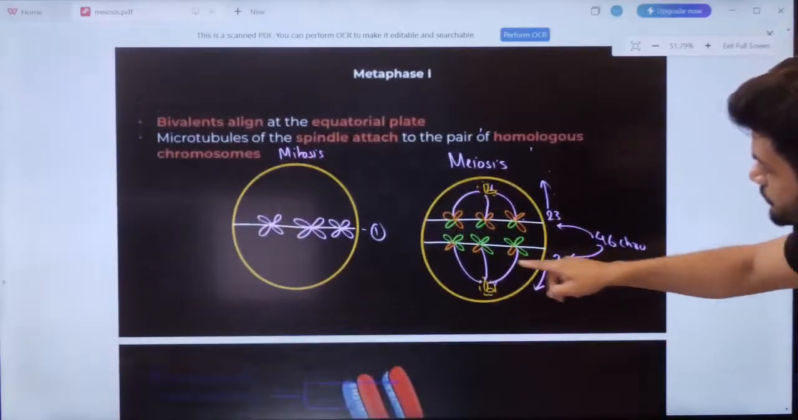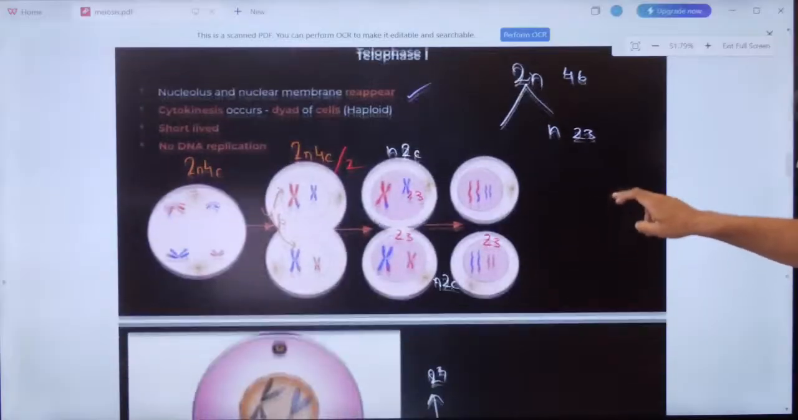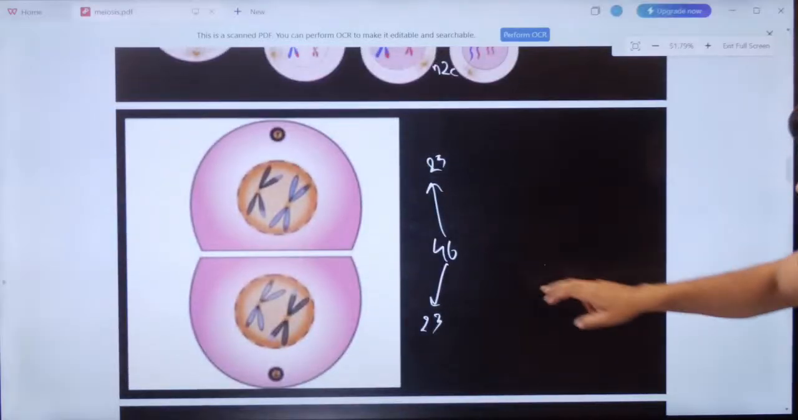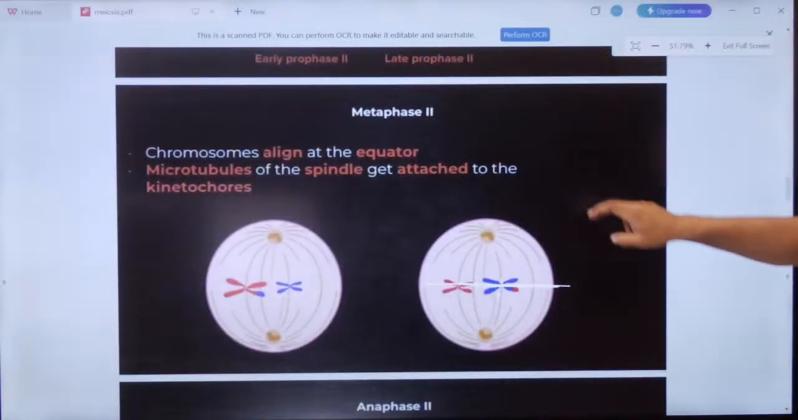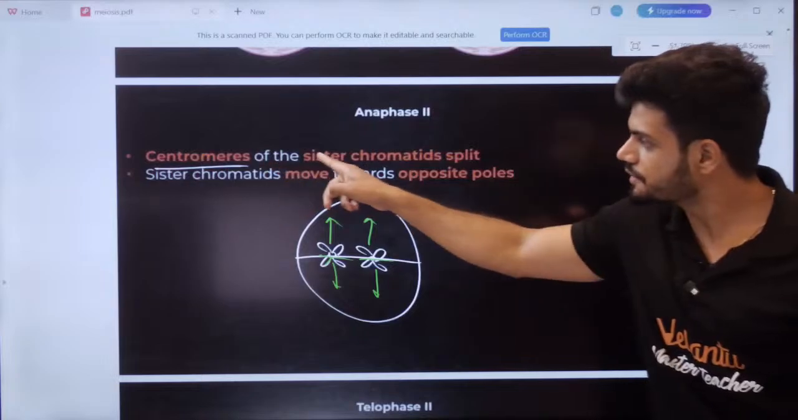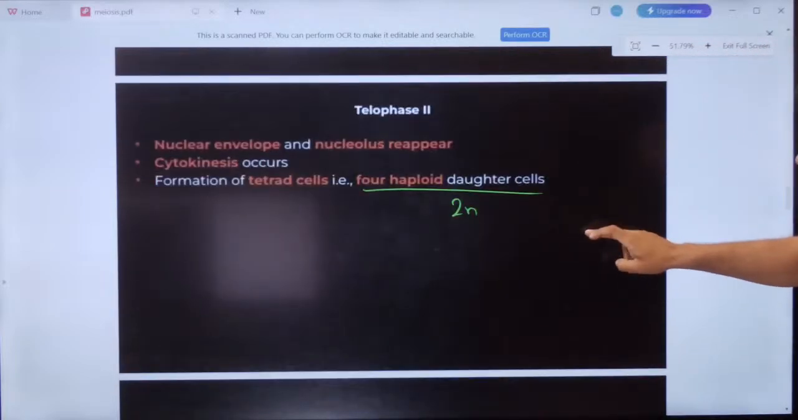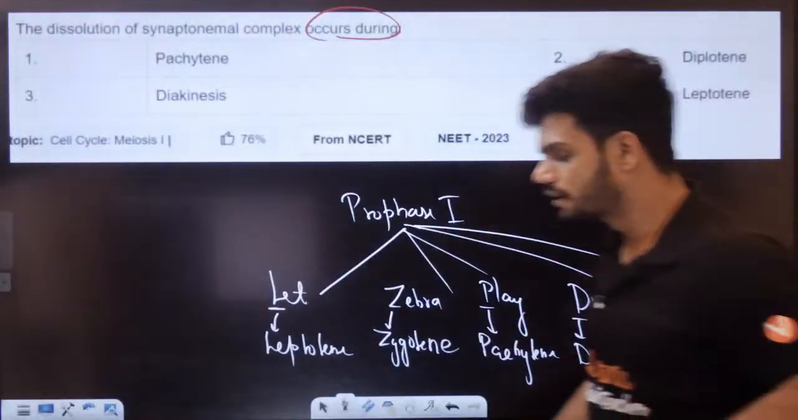Then there is metaphase 1. See what happens in metaphase 1, my notes. Metaphase 1. Then what happens in telophase 1? What happens in your entire meiosis 2, metaphase 2, anaphase 2. See, centromeres of sister chromatids split up, anaphase 2, telophase 2. So these are my notes, students. These are my notes. Okay.